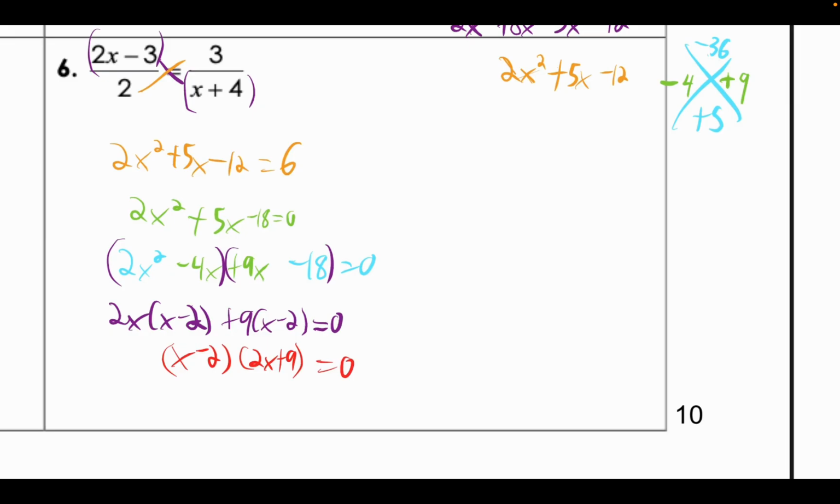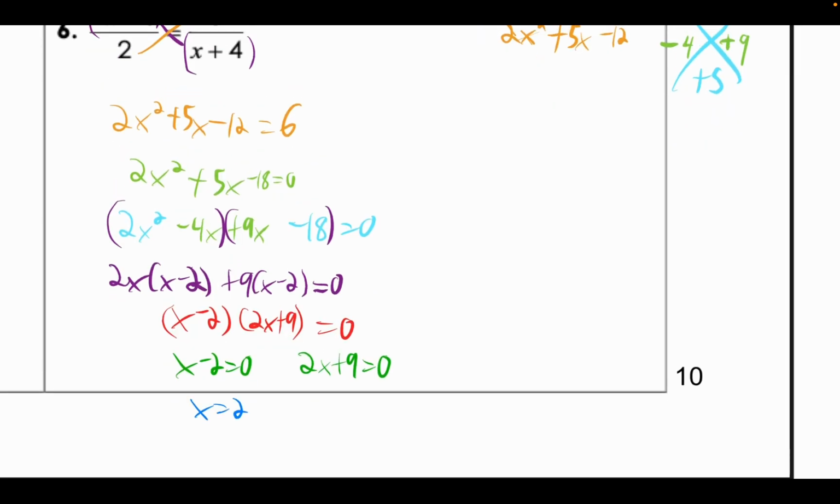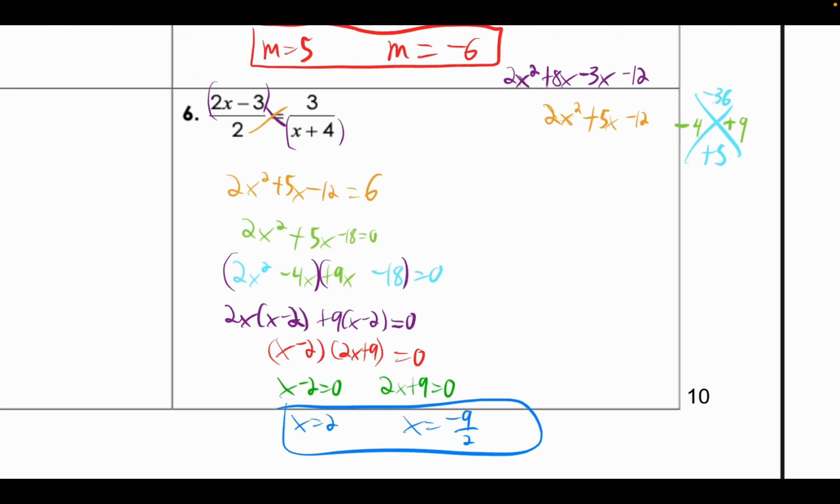Then we set each of these equal to 0. So I have x minus 2 equals 0 and 2x plus 9 equals 0. And adding 2 gives me 2. Subtracting 9 and dividing by 2 gives me negative 9 over 2, or negative 4.5 if you prefer. And both produce perfectly valid fractions where the denominators are not 0.